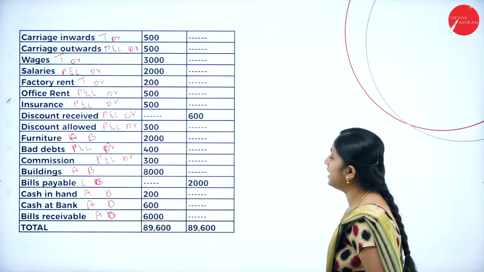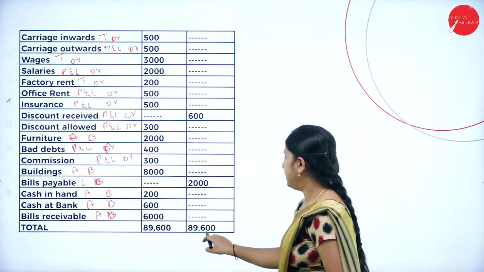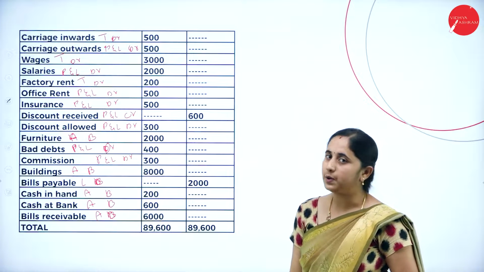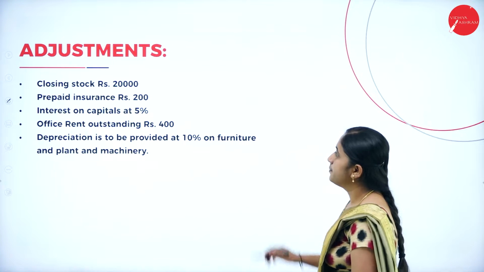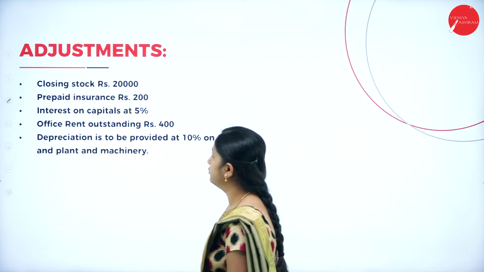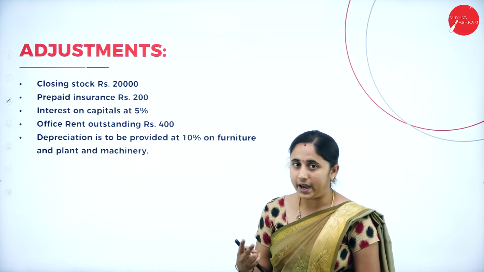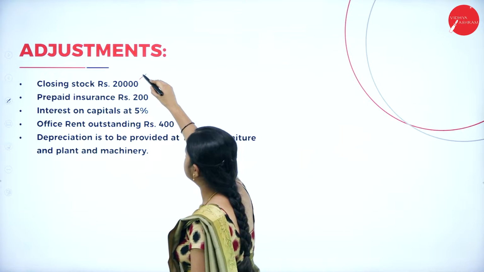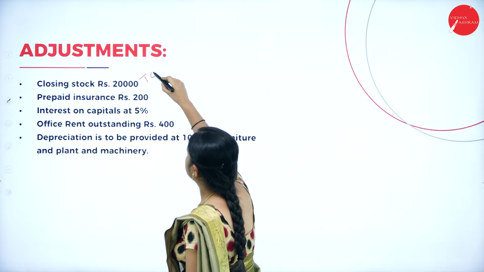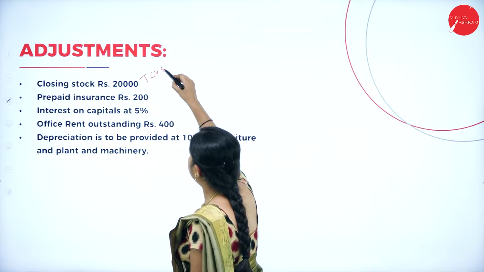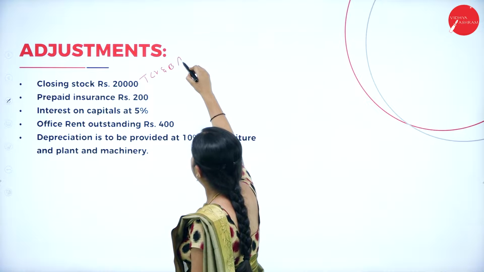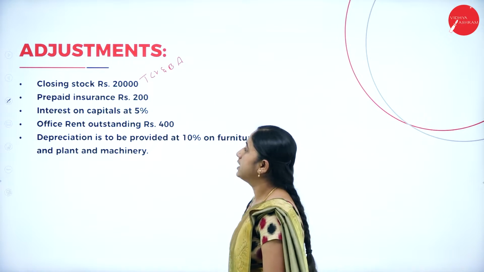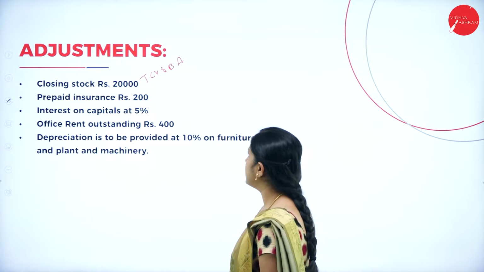Trial balance should be tallied. Here debit and credit is tallied. So the problem is right. Next, adjustment or additional information. We need to treat these twice. So once, closing stock. Closing stock will be considered in trading account, credit side, and balance sheet, asset side.